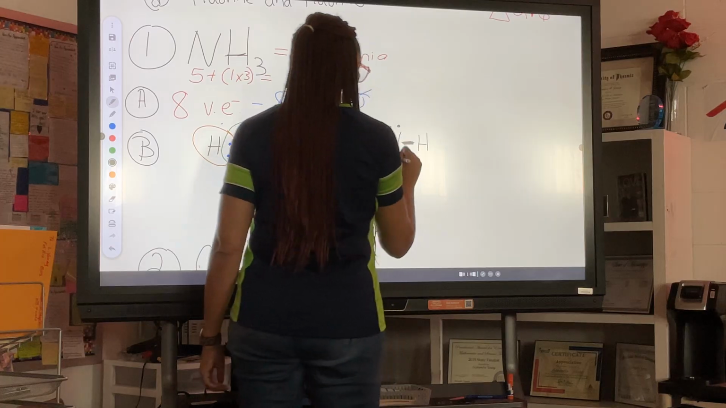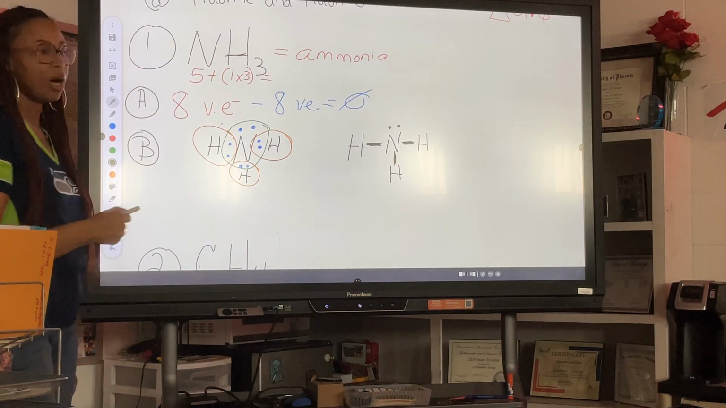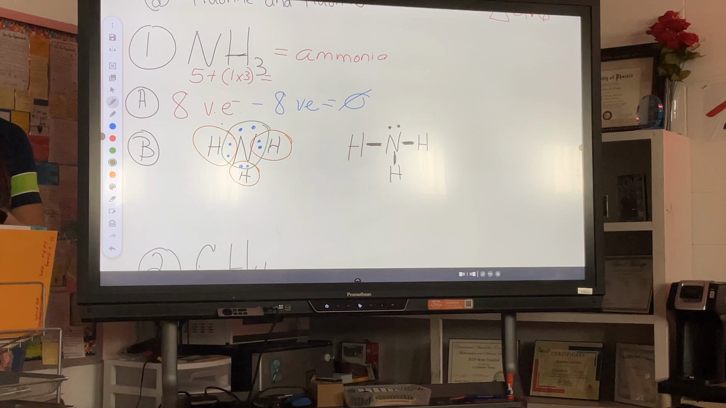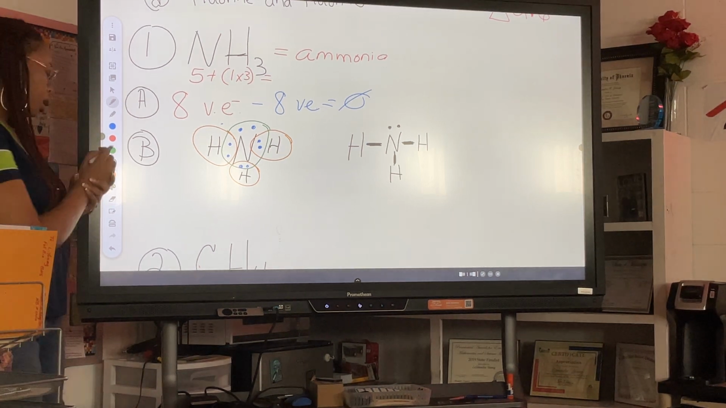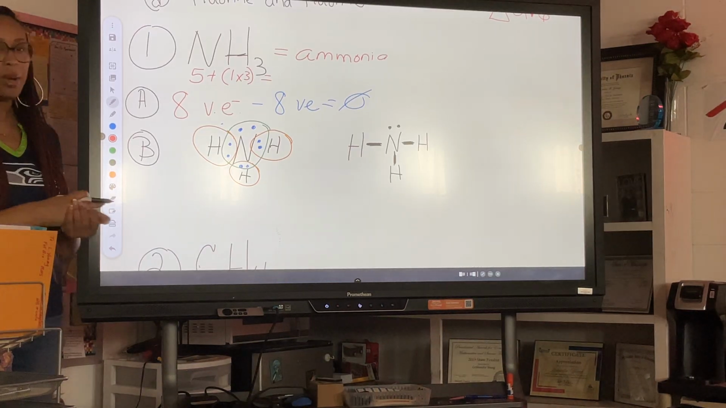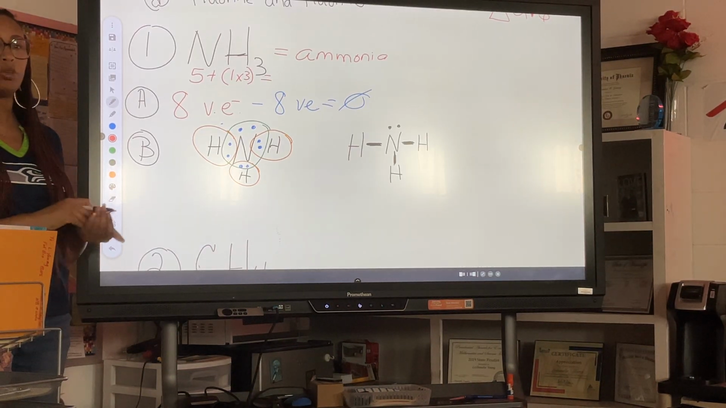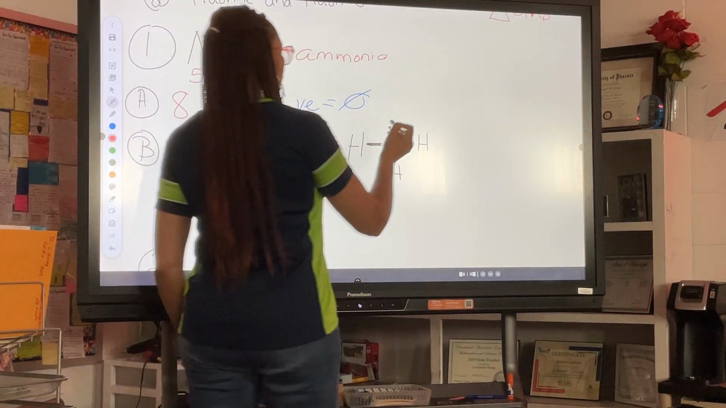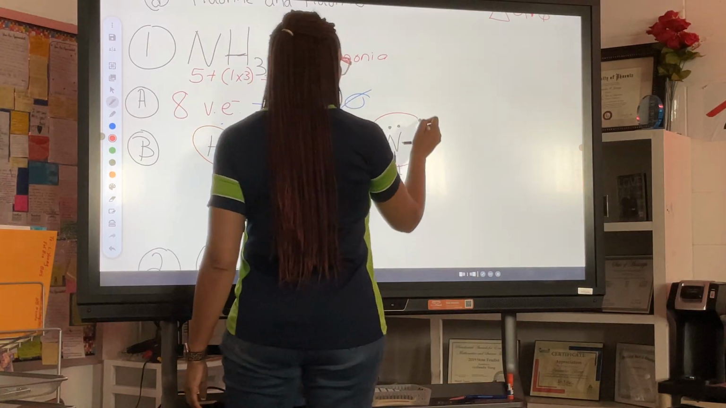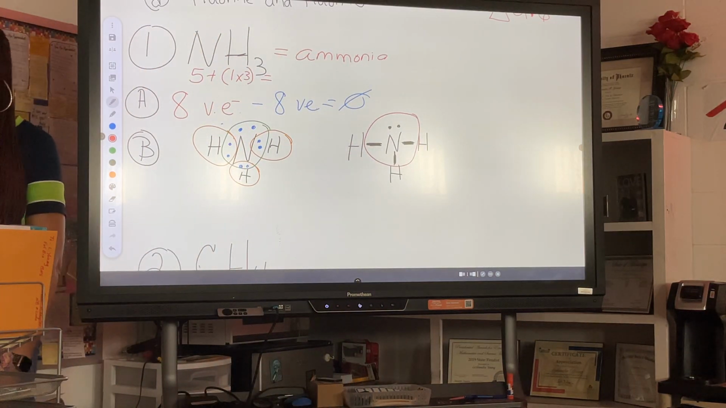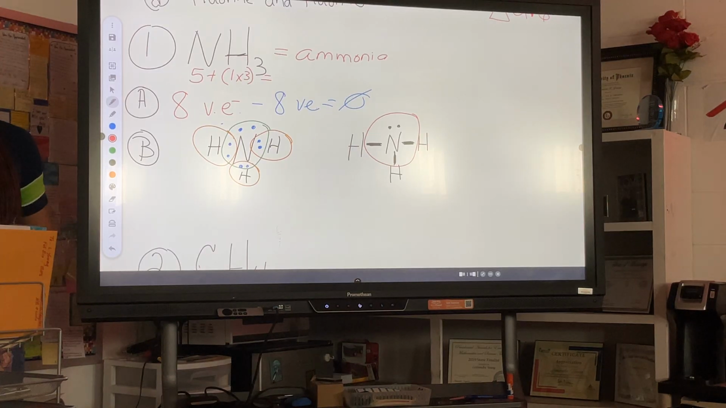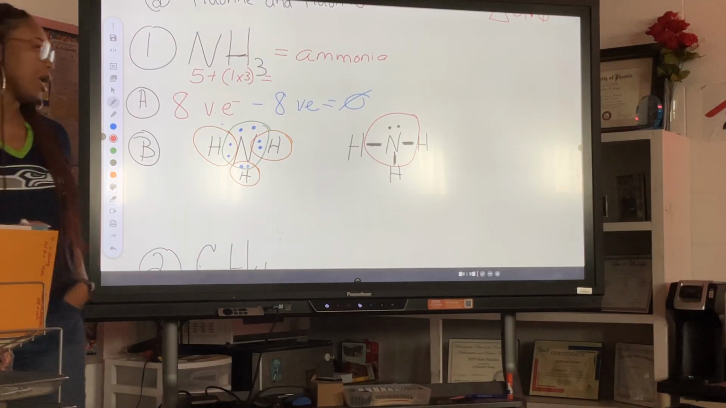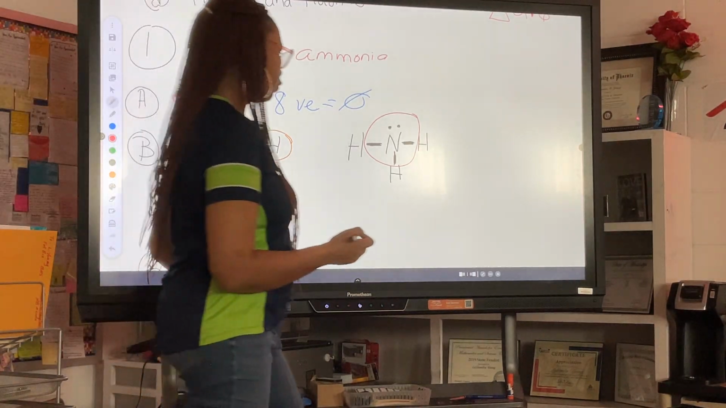That's one. Alright, so now I'm going to figure out the shape using the valence shell electron pair repulsion theory, right? Which atom am I looking at to figure out the shape of this molecule? The peripheral or the center? The center, okay. And I'm looking at the electron density around the central atom. Anywhere there are electrons, whether they're bonding or not, is considered a domain. So how many domains are there around this nitrogen? 4. There's 4 domains.